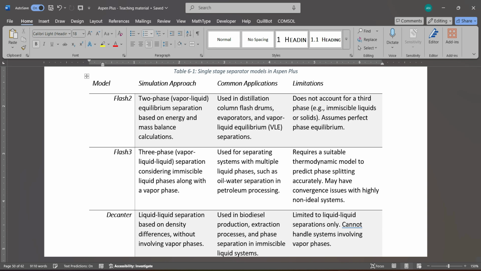The decanter model is specifically developed for the liquid-liquid phase separations, and the common applications include biodiesel production for the separation of aqueous phase from the organic oil phase. Then liquid-liquid extraction processes, considered to be a single stage, or various other phase separation applications of immiscible liquids.